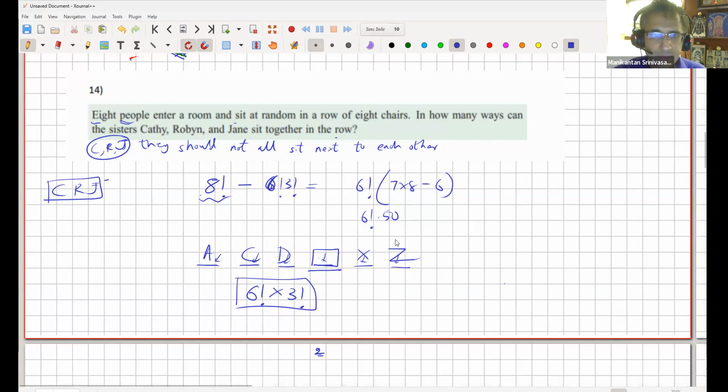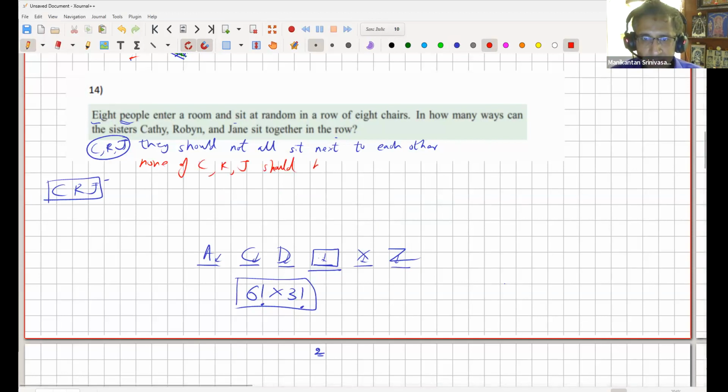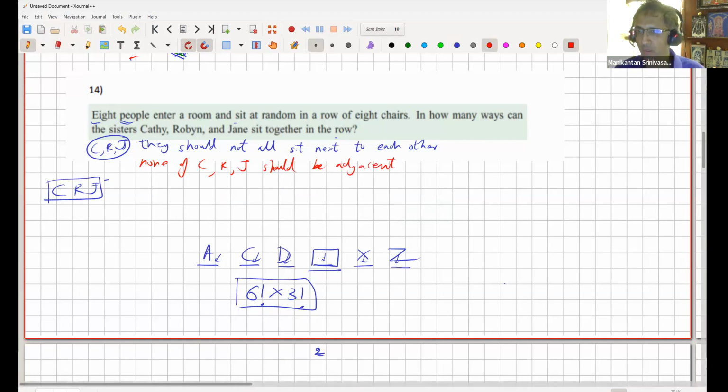Now, another variant. I'll say none of these 3 should be sitting next to each other. So I'll say in red, none of C, R, J should be adjacent. Okay. So I'm being even more restrictive. Earlier I was okay with 2 of them sitting together, but the third one should not be. Now I'm saying even 2 of them should not be sitting next to each other among these 3.